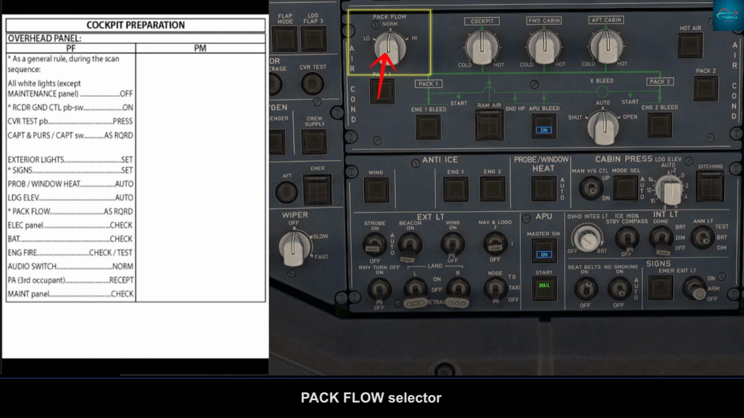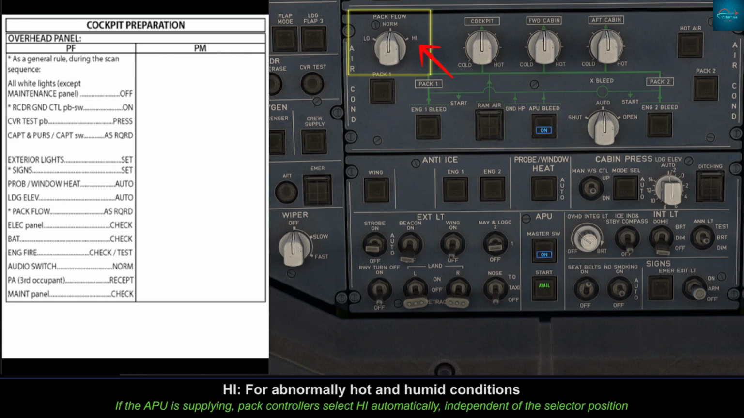Pack flow selector low if the number of passengers is below 141. Normal for all normal operating cases. High for abnormally hot and humid conditions.